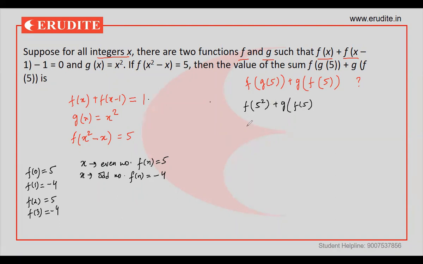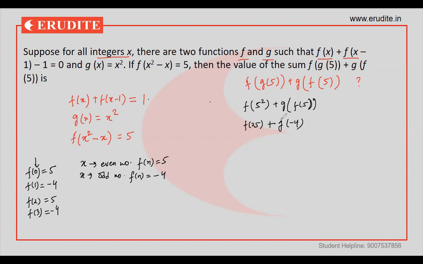Function f(5)... this is f(25). Guys, I know that we have already concluded that if the x value is an even number, then function f will give you 5, and if x is an odd number, then I will get f(x) as -4. So here x value is 5, which is an odd number, so the value of f(5) will be -4.